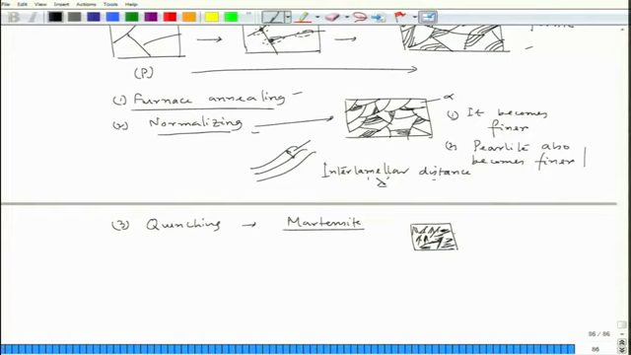So, this microstructure gives a much higher hardness. It is the hardest phase, the hardest sample out of the entire set we have produced by either furnace annealing or normalizing or quenching.